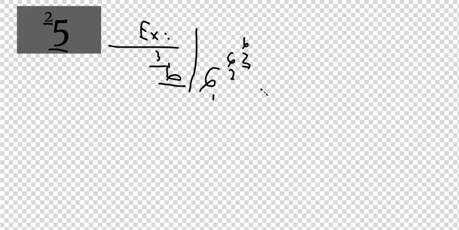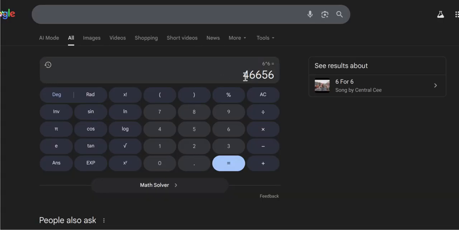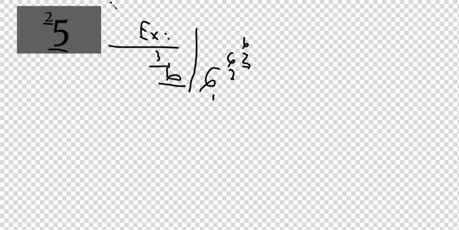So what would this be? Well, I can't do this off the top of my head. So 6 to the power of 6 is 46,656. So we will have 6 to the power of 46,656. Which I'm going to keep like this because I'm not sure what number would be the result of this equation.